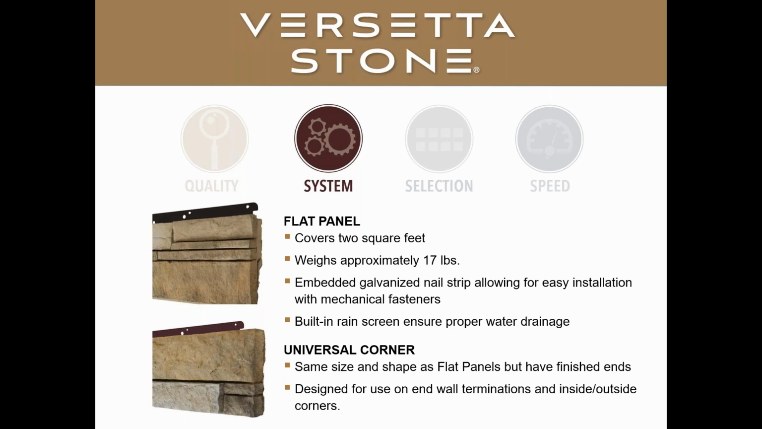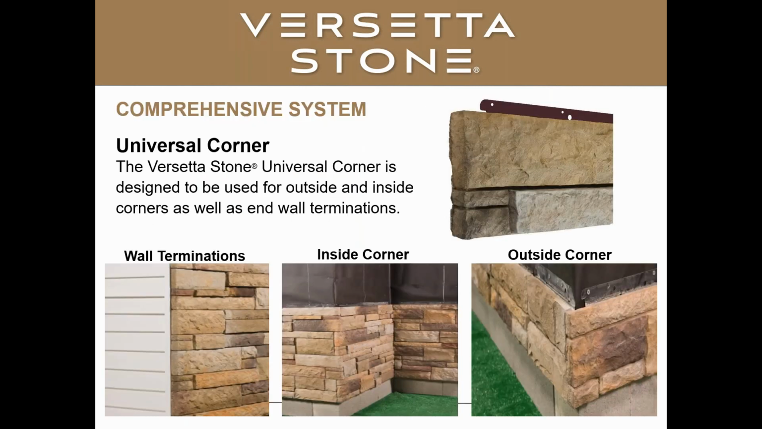The universal corner is made exactly the same size and everything as the flat panel. The difference being, as you can see in the picture, is that the corner has finished ends. So when you cut that panel, it's finished on both sides. When you cut it, you'll have a right and left corner. So it gives you a finished look on the wall. And it can be used for in-wall terminations, inside corners and outside corners.